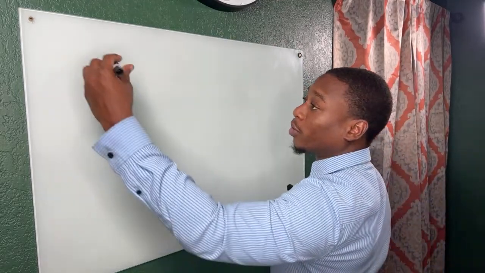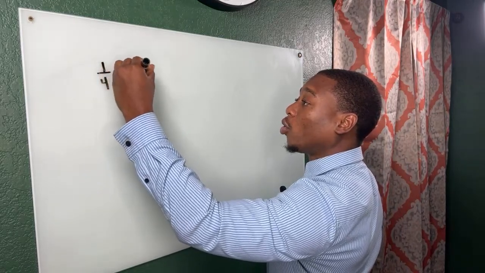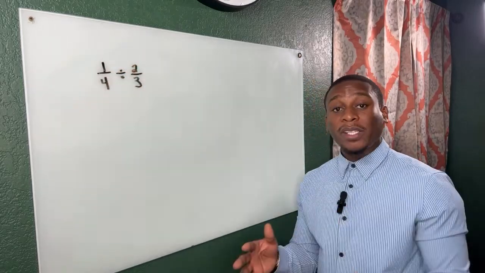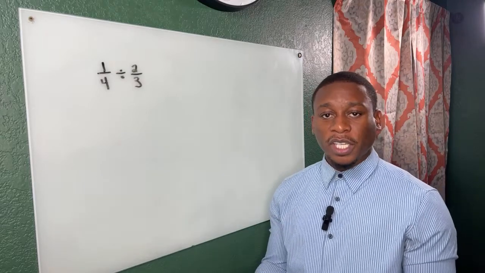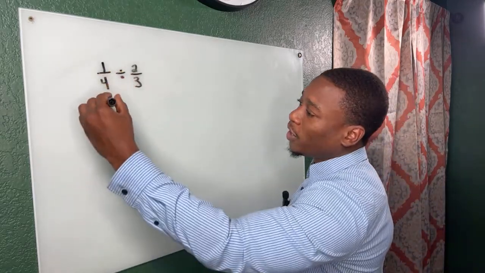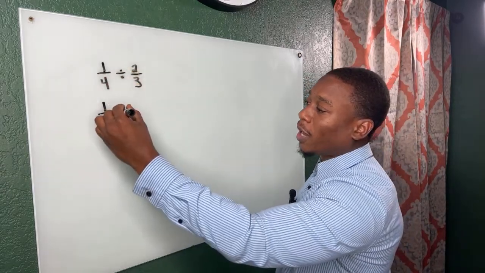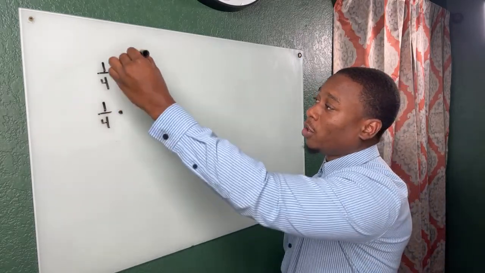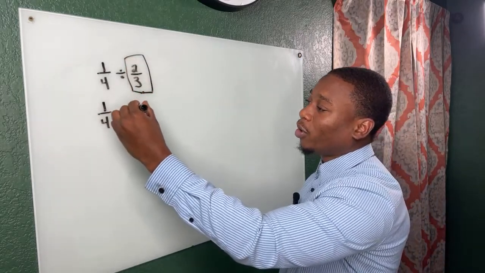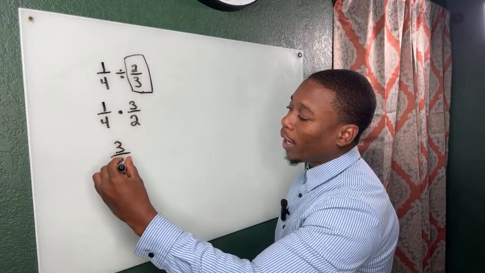All right. So let's go back to our regular fraction example. So we have 1 over 4 divided by 2 over 3. So the basic rule when it comes to dividing fractions is keep, change, flip. So what that means is we keep the first fraction the same, we change the division sign to a multiplication sign, and then we flip the second fraction, all right? So this is going to be 3 over 2, and then we'll multiply straight across to get 3 over 8.